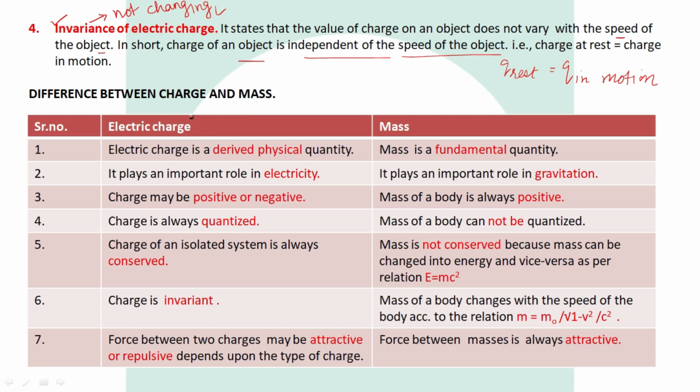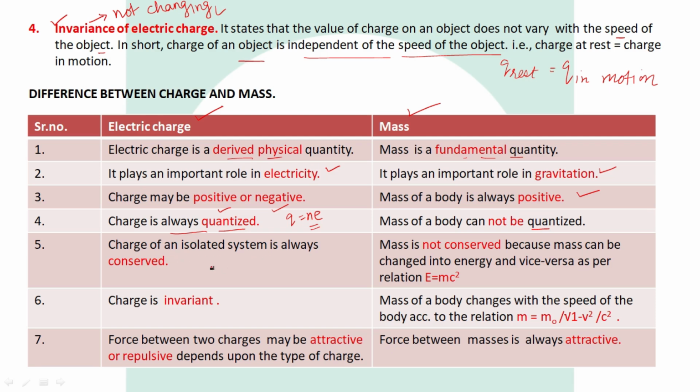Now let us discuss the difference between electric charge and mass. Electric charge is a derived physical quantity and mass is a fundamental quantity. Charge plays an important role in electricity, and mass plays an important role in gravitation. Charge may be positive, may be negative. Mass of a body is always positive. Charge is quantized. We just discussed Q equal to ne, that is quantization of electric charge. So charge is always quantized. Mass of a body cannot be quantized.